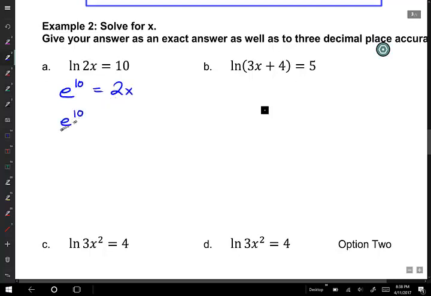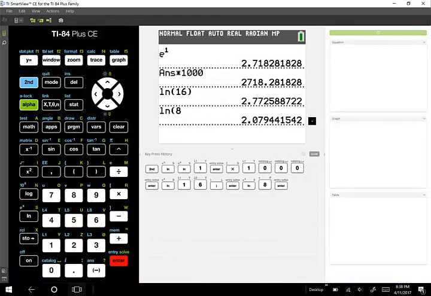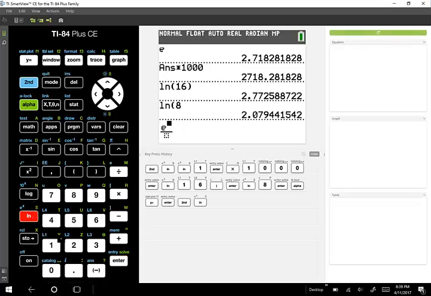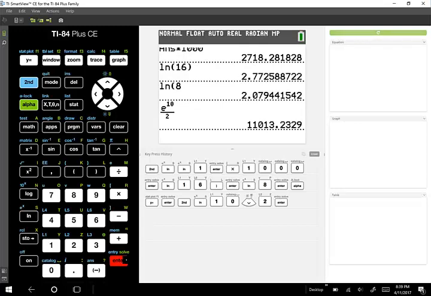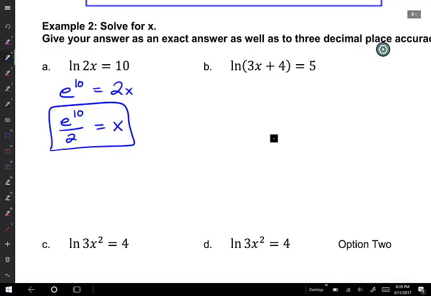So e to the 10 divided by 2 equals x is our exact answer. Let's go to our calculator and find e to the 10 divided by 2. So let's go to our fraction button. Then we're going to go to our e function, which is above the natural logarithm. So second, e raised to the 10 divided by 2. All right, so our answer is 11,013.233. So we're going to write that down.